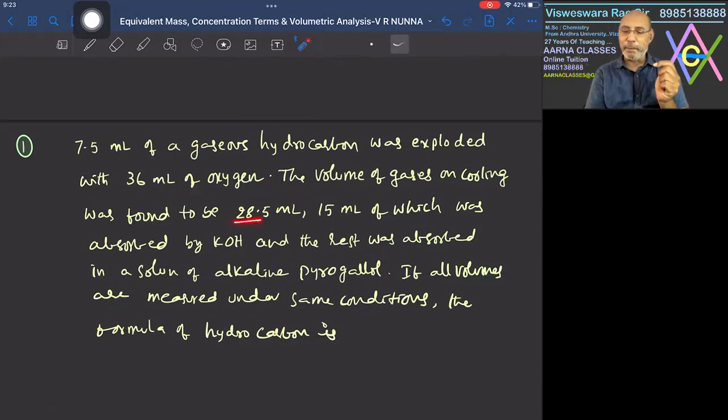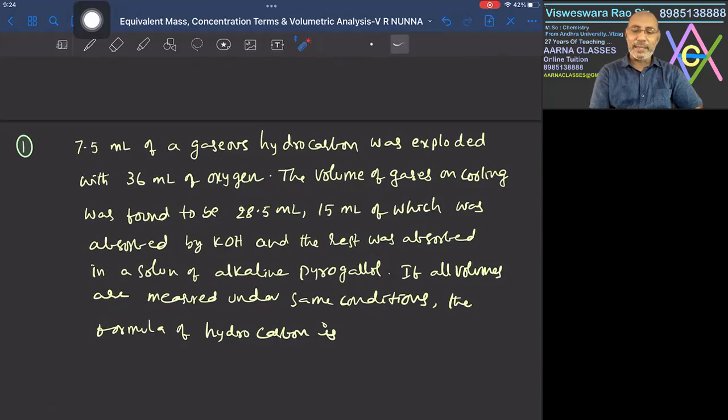So 28.5 minus 15 is the remainder. The rest was absorbed in alkaline pyrogallol. The rest, 28.5 minus 15, is 13.5. Absorbed by alkaline pyrogallol means that 13.5 ml must be oxygen gas. You started with 36 ml of oxygen, so the entire 36 ml is not used in the reaction. Out of 36 ml, 13.5 ml is still left.